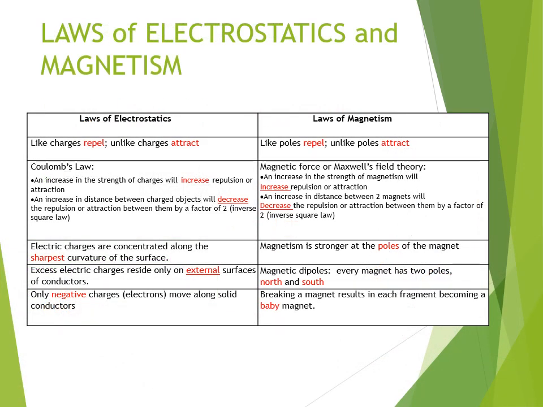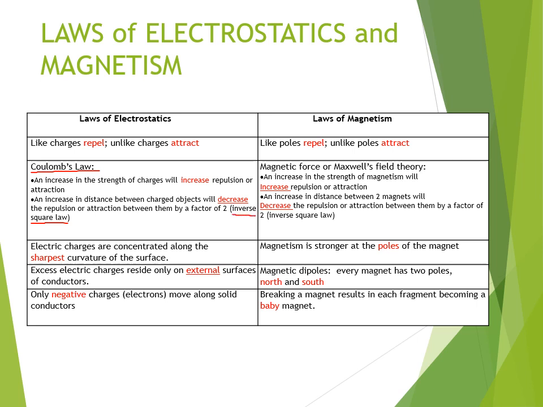So, laws of electrostatics and magnetism. Like charges repel, unlike charges attract. We have Coulomb's law, that an increase in the strength of charges will increase repulsion or attraction. An increase in distance between charged objects will decrease their repulsion or attraction by a factor of 2. That's called the inverse square law again.